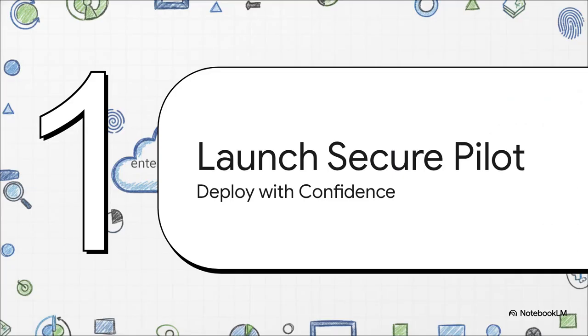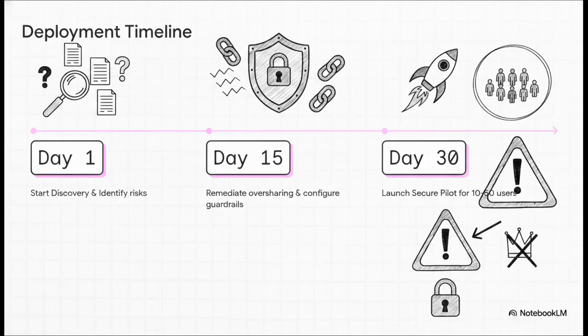Okay, we've cleaned up SharePoint. We've built our Purview walls. Now we are finally ready for Section 4, launching a secure pilot. Let's move to and see how this builds into an actual timeline. The single biggest mistake organizations make is skipping straight to day 30 without doing the groundwork. You have to start with discovery. By day 15, you should be actively remediating oversharing in your top sites and turning on those Purview guardrails.